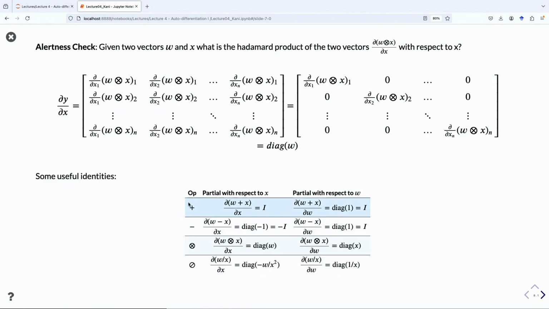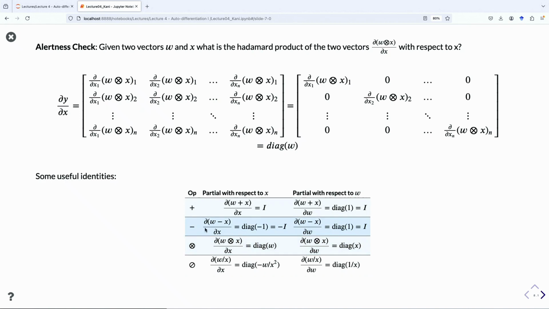But anyway, some useful element-wise identities. If you add two vectors together and then you take the partial derivative with respect to one of the vectors, what do you get? You get the identity matrix. Why? It's the same reason that if you have a function that's x plus some constant and you take the derivative with respect to x, you get 1. Same deal here. You add some value to a vector, you take the derivative with respect to that vector, you get identity back.